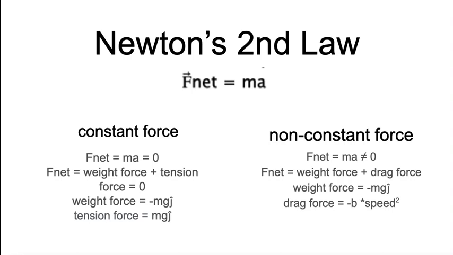And within this lab, we will see a constant force, so our net force is equal to 0, and we have no acceleration because our weight force and our tension are equal and opposite. And we'll have a non-constant force where the net force is equal to the weight force and the drag force.